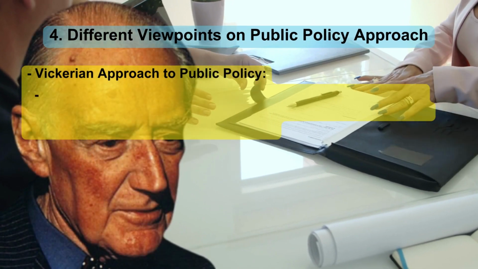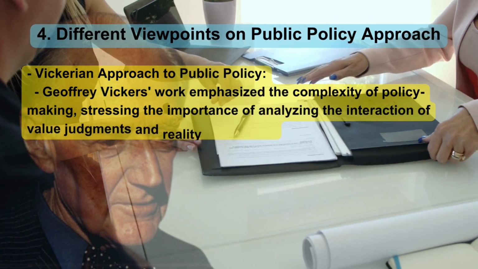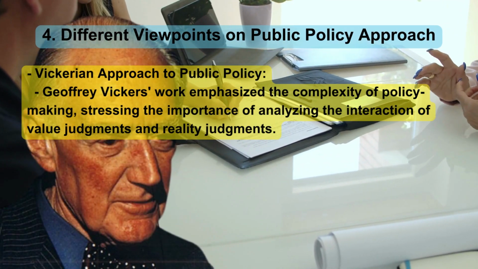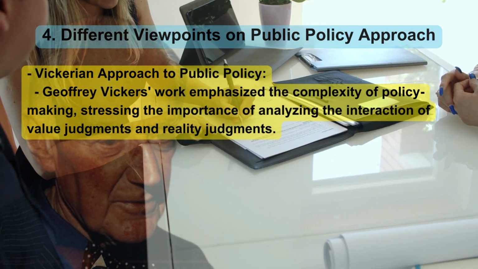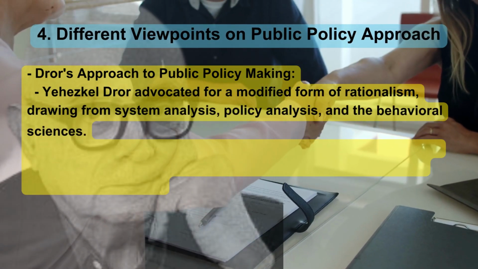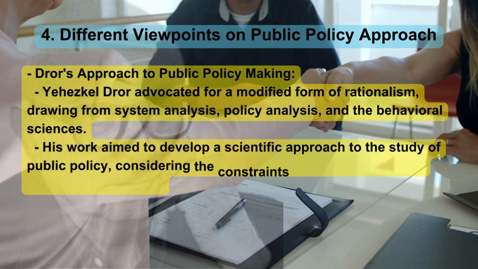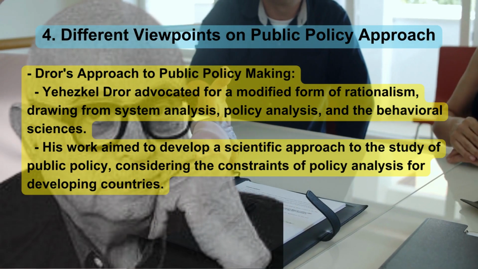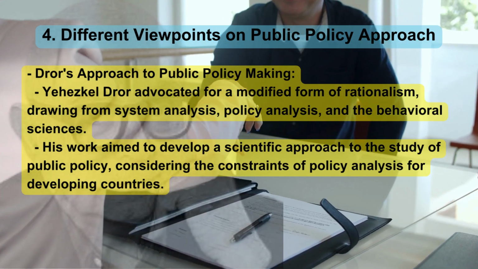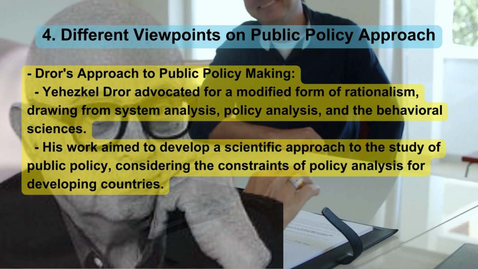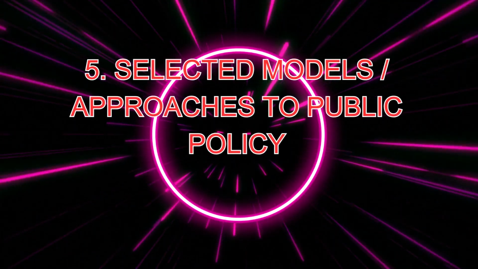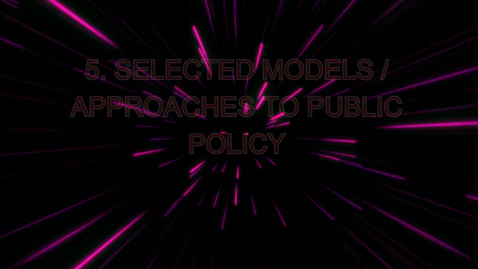Wickering approach to public policy. Jeffrey Wicker's work emphasized the complexity of policy making, stressing the importance of analyzing the interaction of value judgments and reality judgments. Draw's approach to public policy making. Draw advocated for a modified form of rationalism, drawing from system analysis, policy analysis, and the behavioral sciences. His work aimed to develop a scientific approach to the study of public policy, considering the constraints of policy analysis for developing countries.